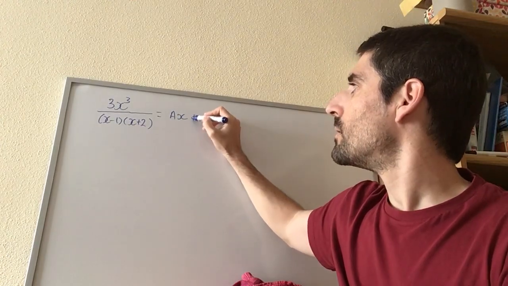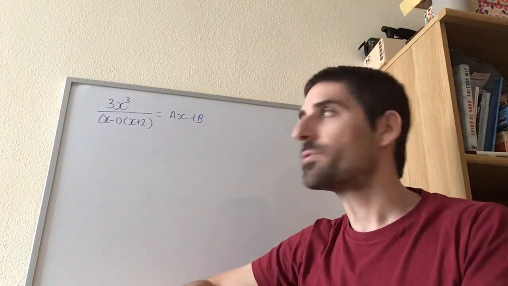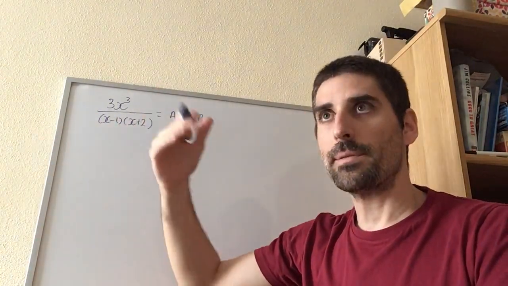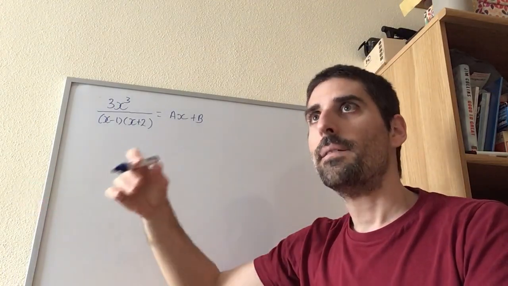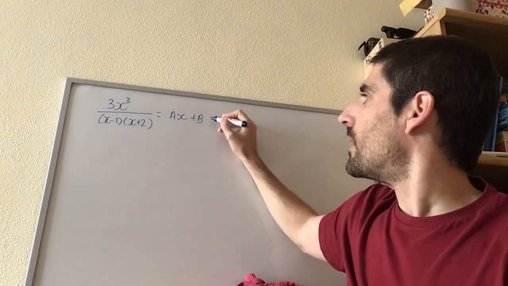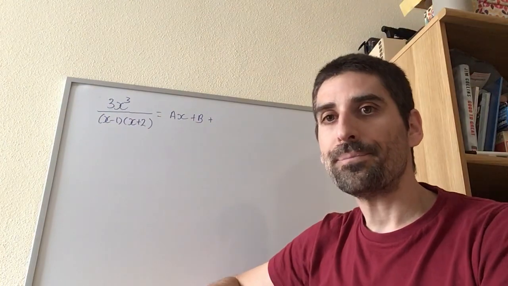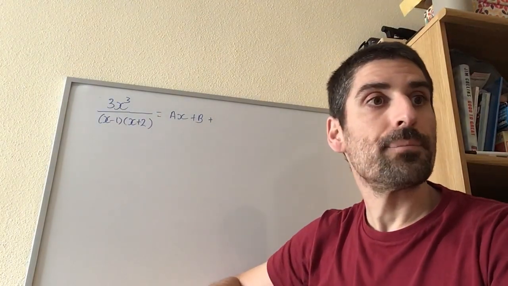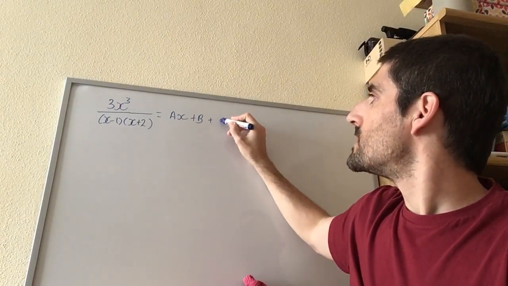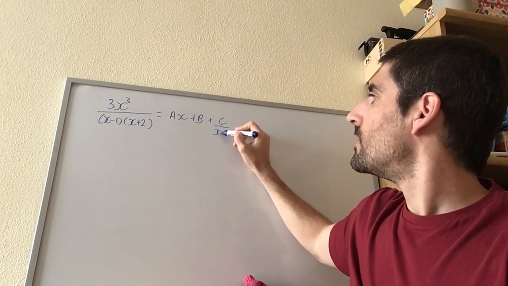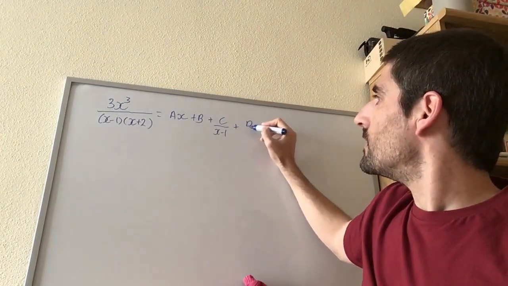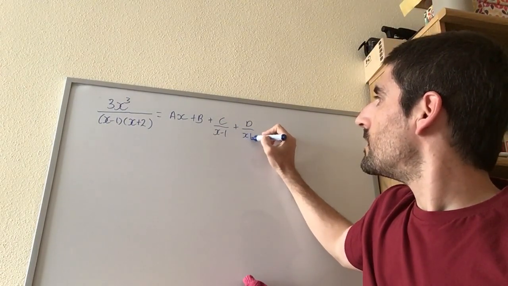ax plus b. The b comes from, think about the polynomial division. x cubed divided by x squared is going to give me an x. Then the x squared divided by the x squared is going to give me an integer. And then I am going to get my remainder. And that remainder is going to be c over x minus 1 plus d over x plus 2.